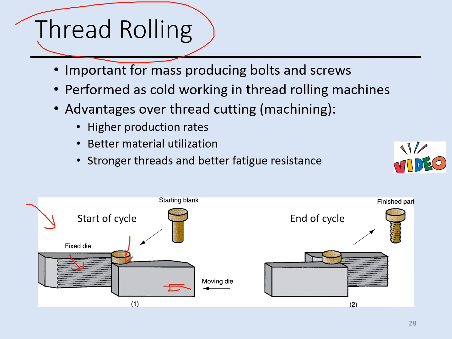This process is important for mass production of bolts and screws. They can be performed at room temperature, a cold working process. The advantages are a higher production rate, and the threads in this way can be stronger and they are better for fatigue resistance.